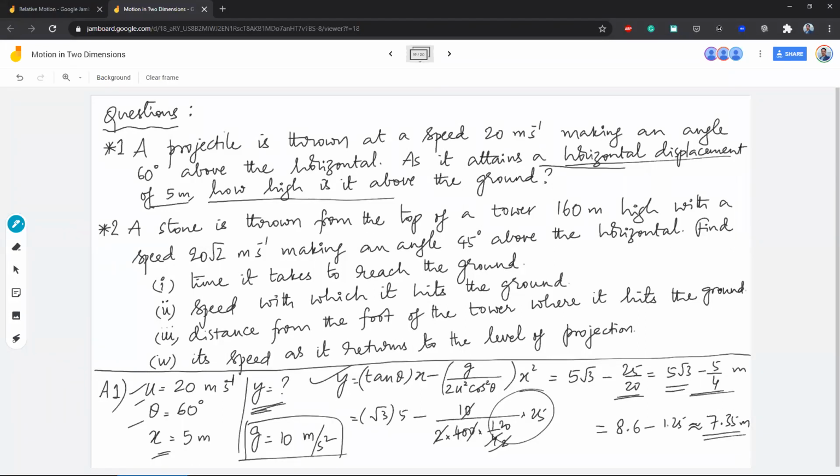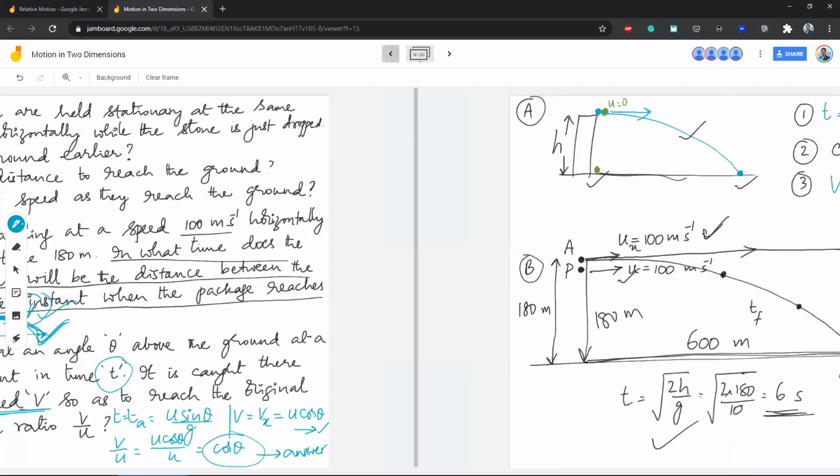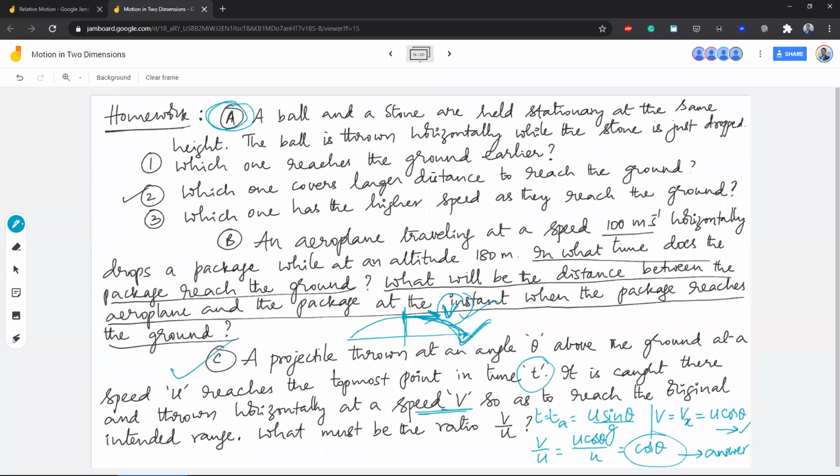Jamboard link, please. Sudarshan, go to Google Classroom. I have given all these links. I hope you have the link to the classroom. You didn't do the third question of homework yesterday, sir. Which question? This one? Or this one? This one we just answered. Maybe you entered the class late.